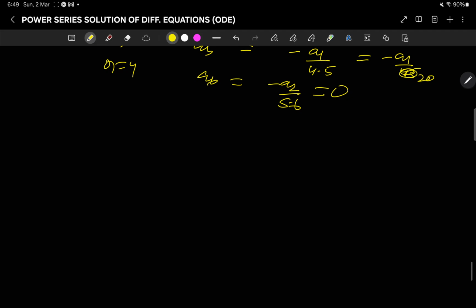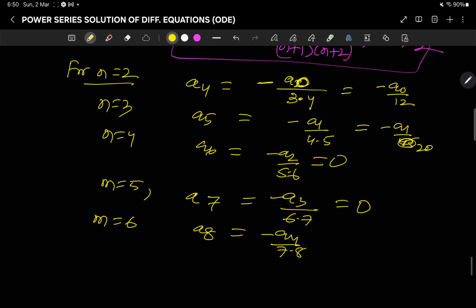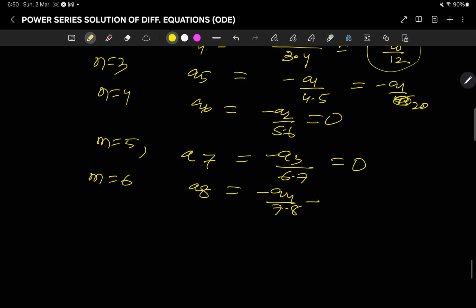In that way I collect the solution here. So for n is equal to 5, here a7 will be minus a3 by 6 into 7, which is equal to 0. Okay, for n is equal to 6, here a8 will be minus a4 by 7 into 8, and a4 is minus a0 by this. Okay, so I substitute it, I get a0 by 3 into 4 into 7 into 8. Okay, and accordingly I will get it.